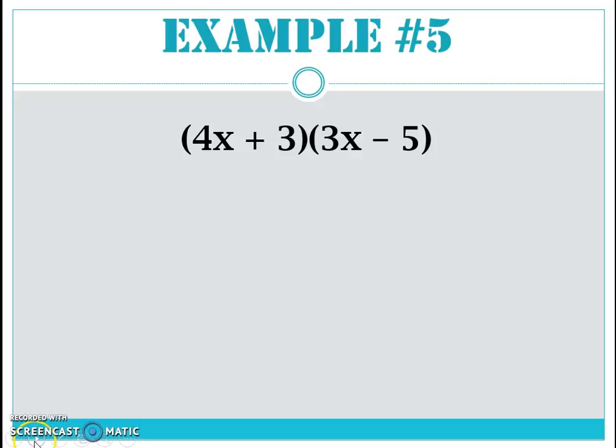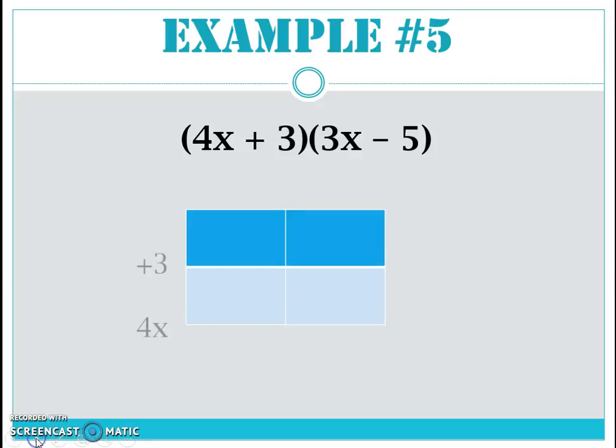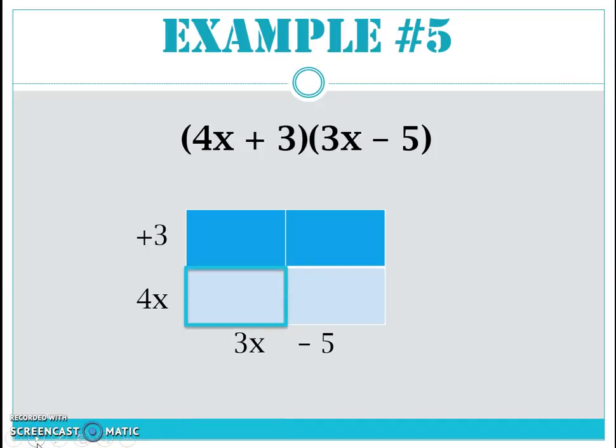Here we have a binomial times a binomial. So in this one, we're going to create a box. And on the sides of the box, we're going to put each part of the problem. So 4x plus 3 and 3x minus 5. The idea behind this box is to help us to organize our information. We're going to find the area of each smaller box.